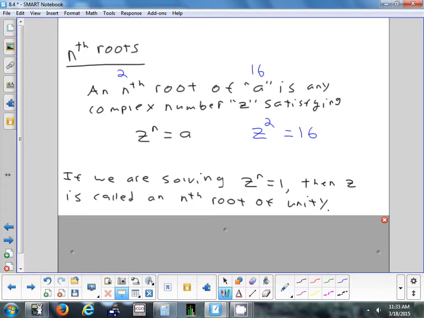If they ask you to solve specifically for the nth roots of something equal to 1, another name for that is finding the nth roots of unity. That's all that unity means. They want you to specifically find the square roots of 1 or the cube roots of 1 or the fifth roots of 1. Okay, so sometimes you might see this word in your book. It's just the special case when a is always 1.